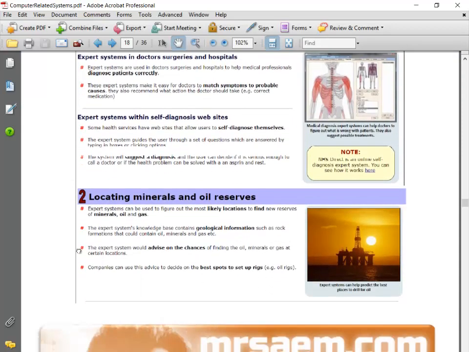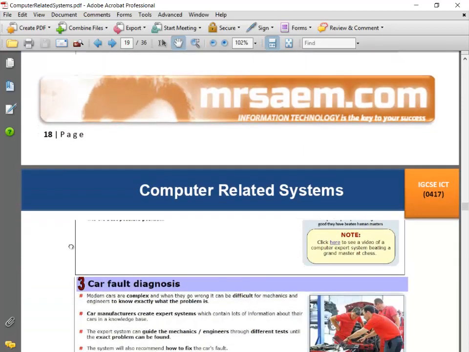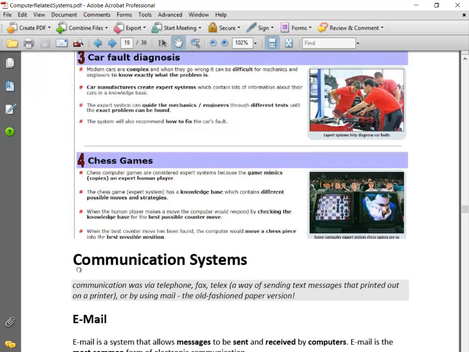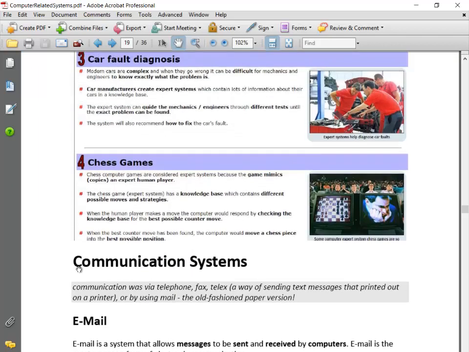Please go through all of this. I have discussed all this with you. Car fault, chess game. Communication system is not much of importance. The only thing is communication system just requires video conferencing, emailing, other means through which these systems that are specifically used for communication. In companies, you have systems allocated just for communication, for video conferencing, for web conferencing. Okay? Yes or no? By the way, do you know there is a difference between video conferencing and web conferencing?